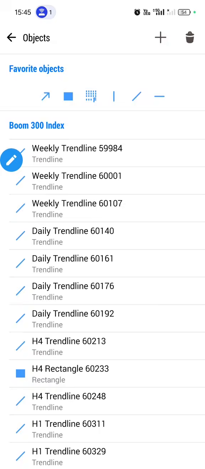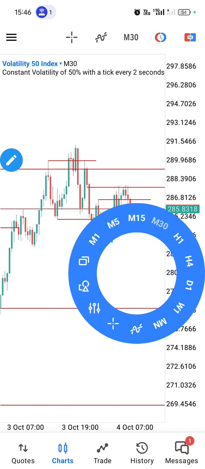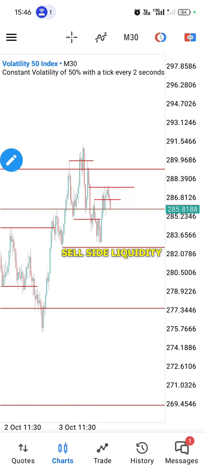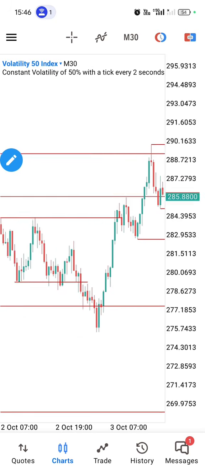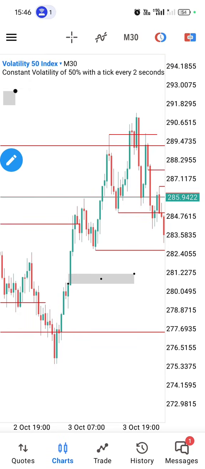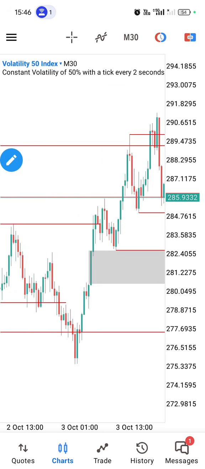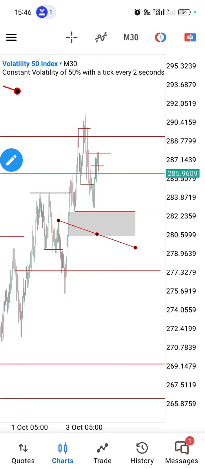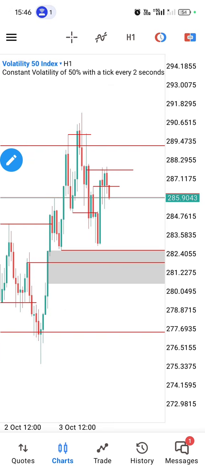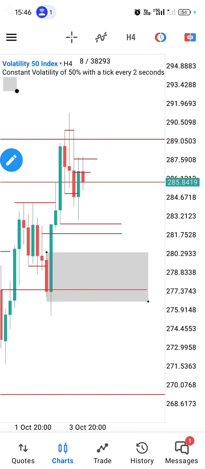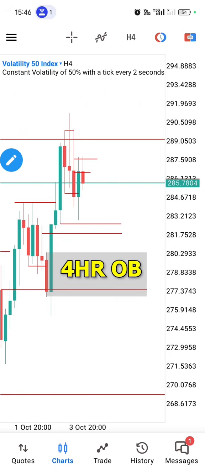So right now what I'm thinking is, of course, price nicely rebalances this fair value gap, and then it has to reach for the sell side liquidity. This is on a 30-minute time frame. It's a good enough move for it to drop down to fill the imbalance. So this is the main reason why I was selling. It has to reach down for the imbalance, and then if it taps the 1 hour or 4 hour order block, it can continue moving up.